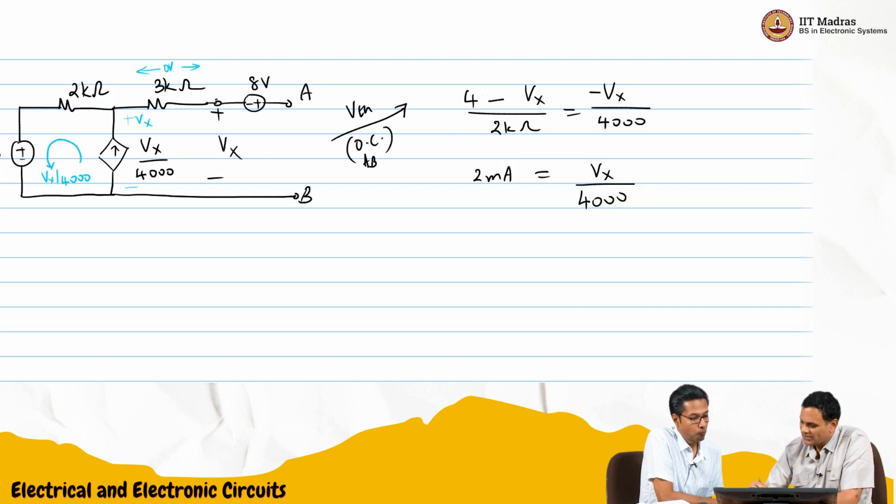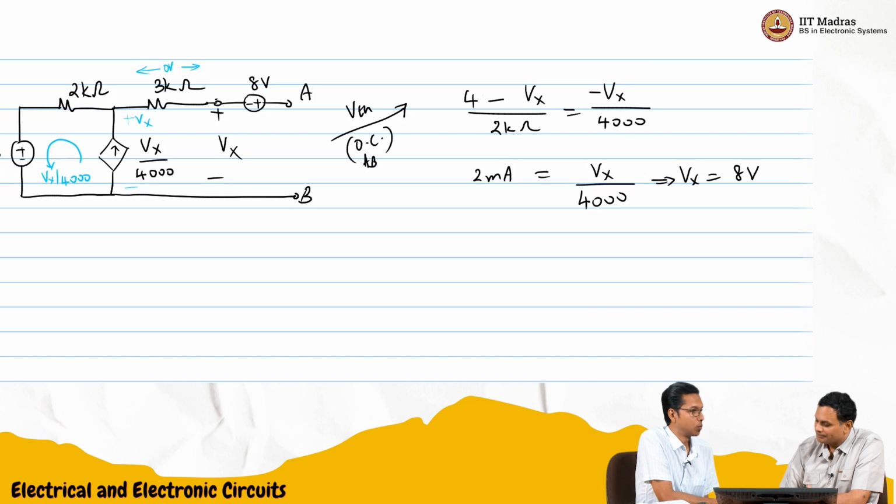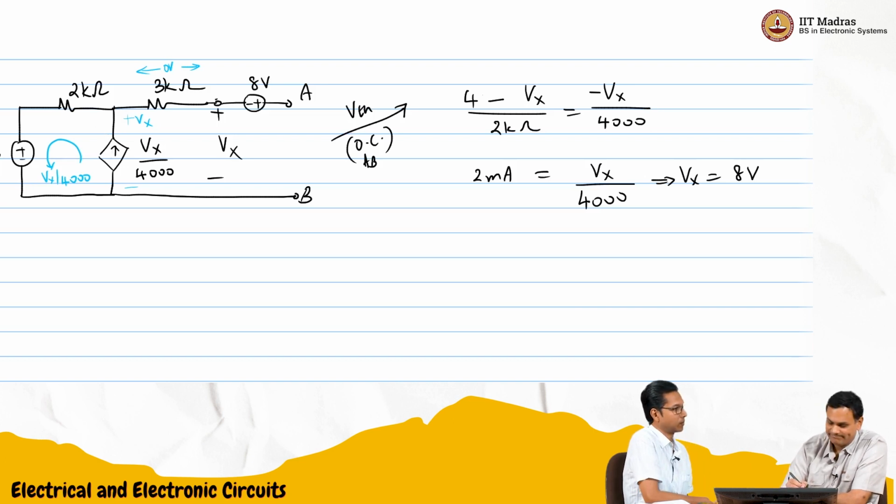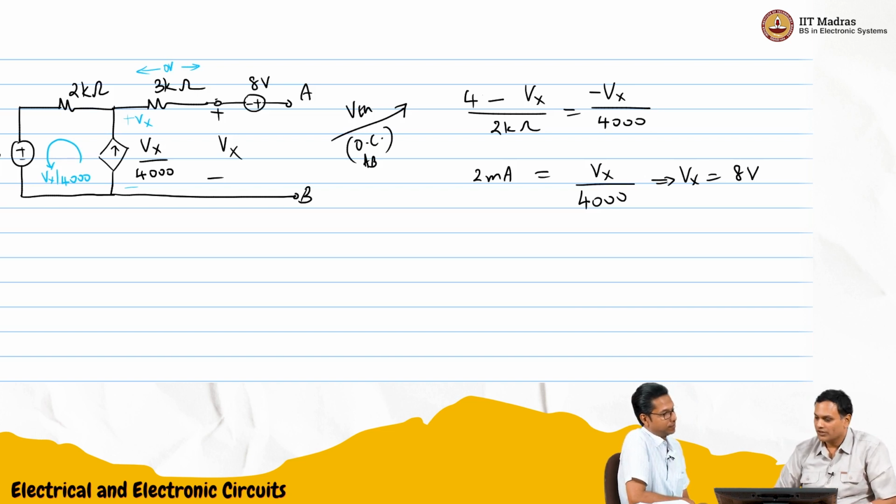That will be Vx by 4000. So Vx is 8 volts. Is that correct? Let us see. So this current then is 8 by 4, 2 milliamperes. That's what we saw, right? So Vx by 4000 is 2 milliamperes, 2 into 2, 4 volts. So this current is Vx by 4000, so it is 2 milliamperes flowing this way. So it is correct. Okay, so that is Vx.